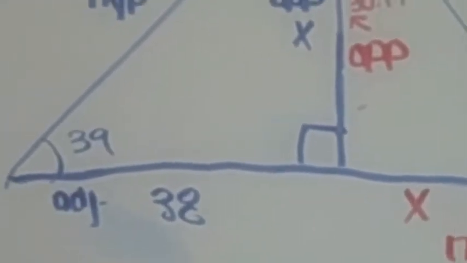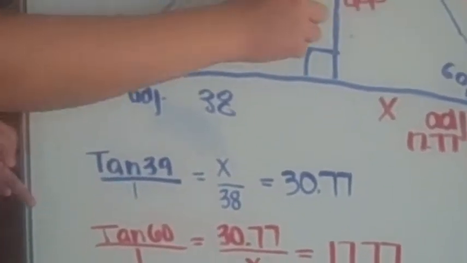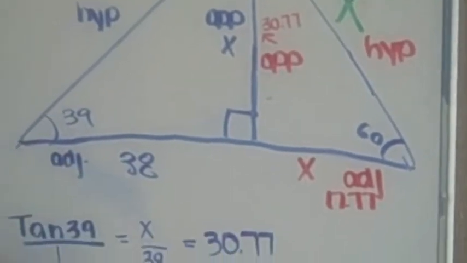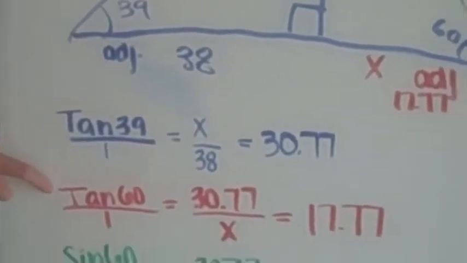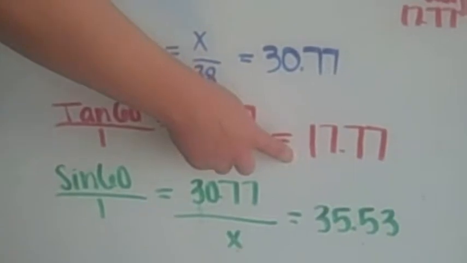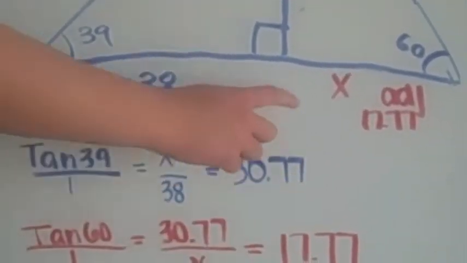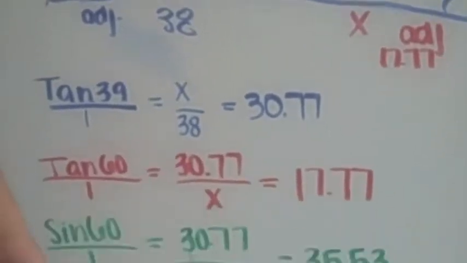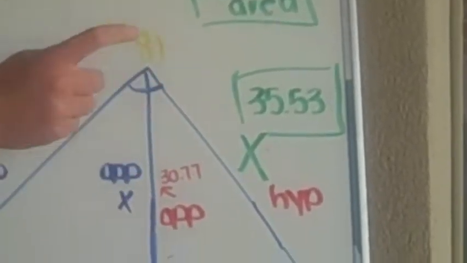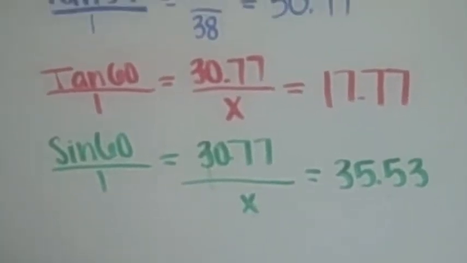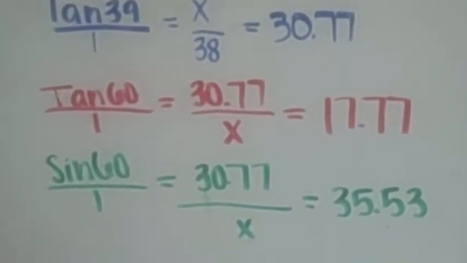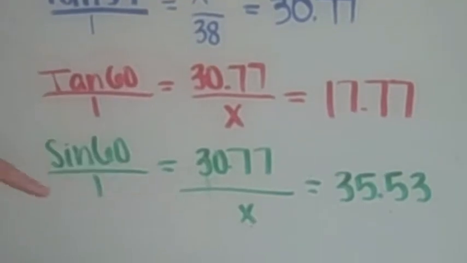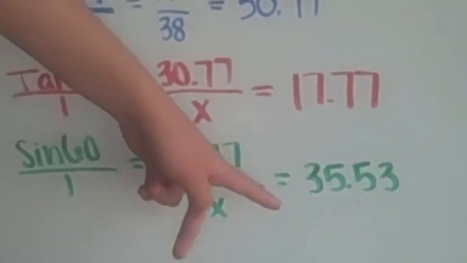Next, we're going to find x here. So we'd use tan also, which is opposite over adjacent. So 30.77 divided by tan 60 equals 17.77, which is this x. Next, to find the x that we were looking for, you would use sine, which is opposite over hypotenuse. So 30.77 divided by sine 60 is 35.53, which is x.